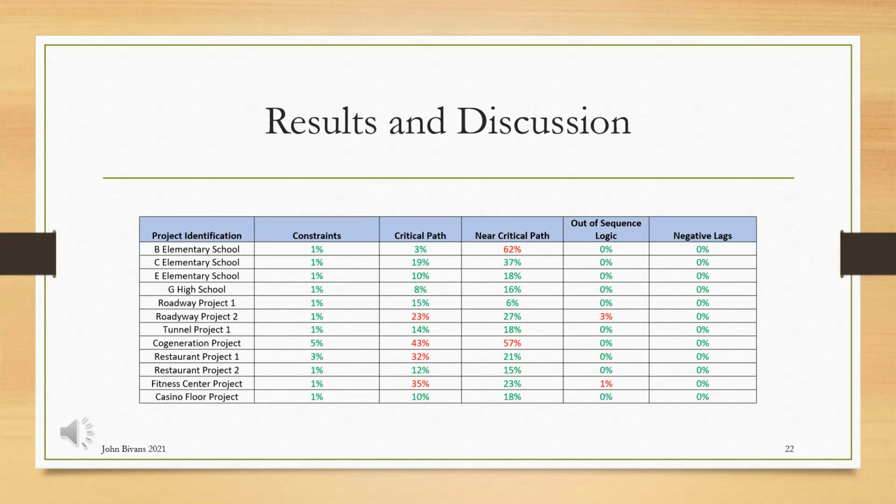In general, constraints should only be used on the first and last activities in a schedule. The use of excess constraints can misconstrue the critical path of the project, thus misrepresenting the time in which a project could be completed. Only the cogeneration project and restaurant project 1 had a constraint percentage above 1%. As a result of this, the impact of excessive constraints is inconclusive within the bounds of this study.